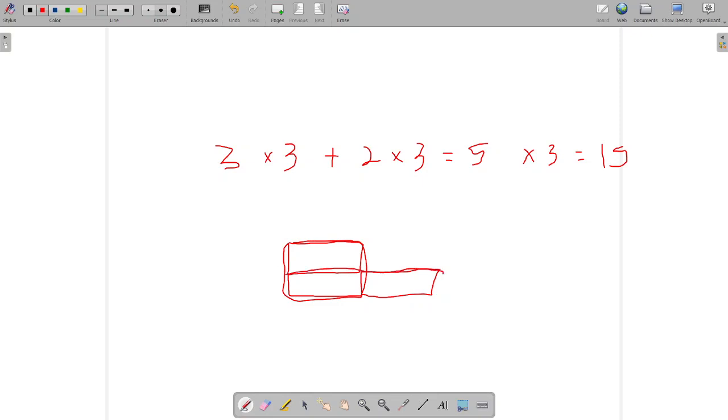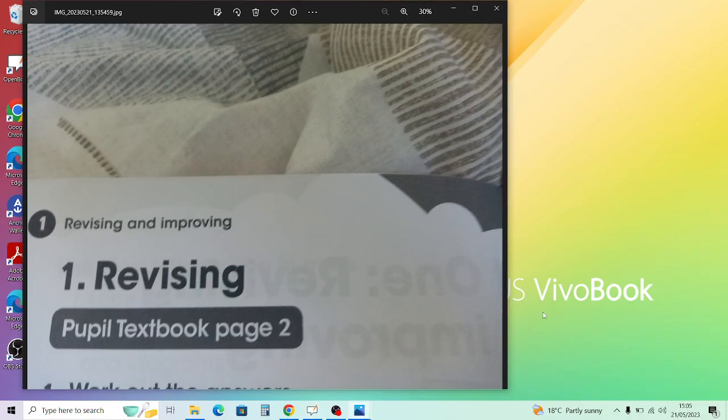So it's just getting you to think outside the box, really. As I say, a little bit trickier, so your child might struggle with it. But let's move on. Page 4, which is again revision. Level A, read the questions carefully, work out the answer. So these are reading ones.